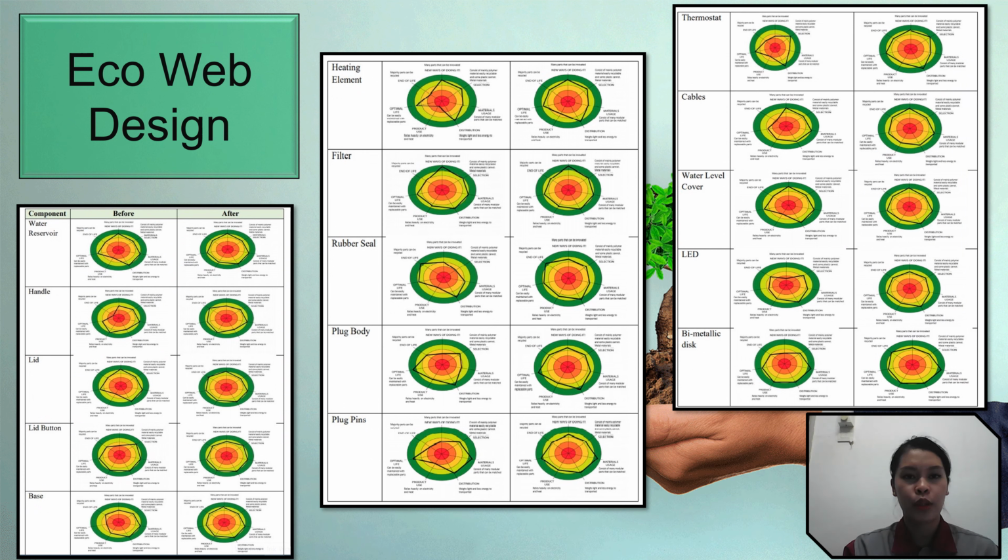Next, I will share our findings on eco web designs. As you can see here, we went through each component of the electric kettle to identify which parts needed improvement. For material selection and use of components, we give good, since most of the components used are recyclable. For distribution, we give very good, as the product is distributed by truck and the packaging is more environmentally friendly. Besides that, the product uses little energy during manufacture, and it is designed and made to last.